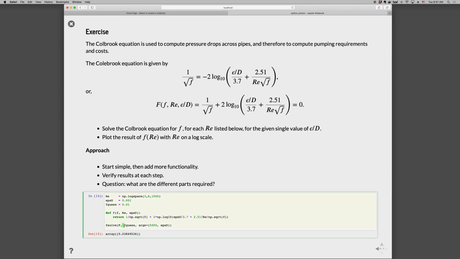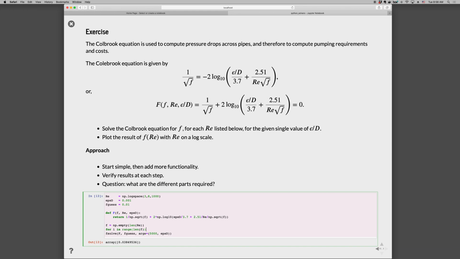So we'll make an array, f equals np.empty. Well, we'll give it the initial guess. f guess times, well, I guess we can do it either way. We'll just do np.empty len re. So we initialize the solution because we want the result for a whole bunch of Reynolds numbers. So let's make an array to hold it. And then we can loop over all of them, for i in range len f.